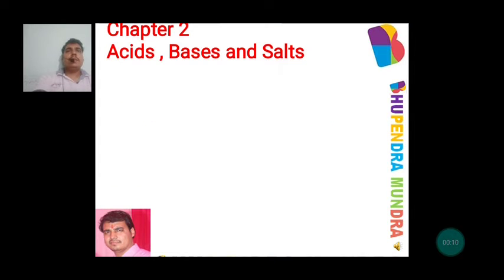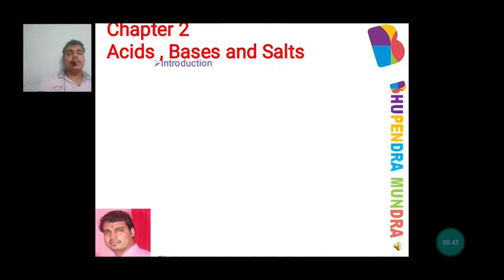We start chapter number 2, that is acids, bases and salts. In this chapter, we study about acids, bases and salts. Introduction to this chapter: acids and bases play an important role in our lives. Many of our foods are acidic. For example, lemon and oranges contain citric acid, and vinegar is a solution of acetic acid. Baking soda is basic in nature.